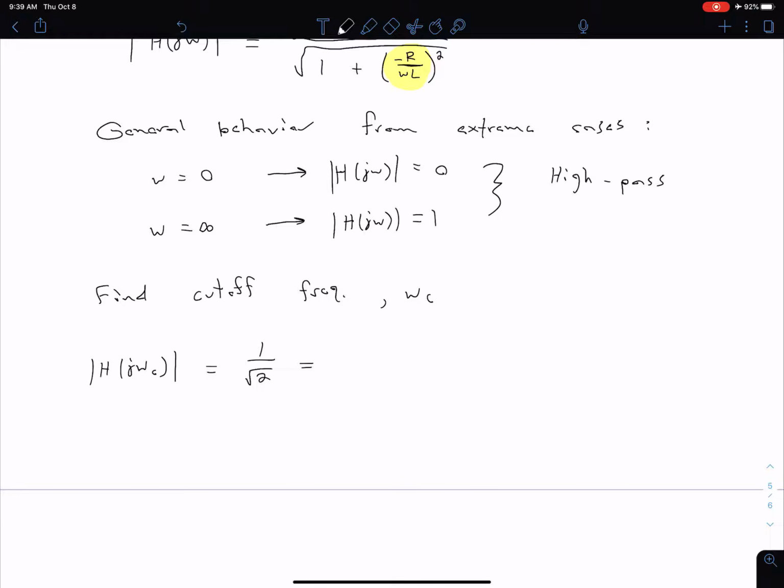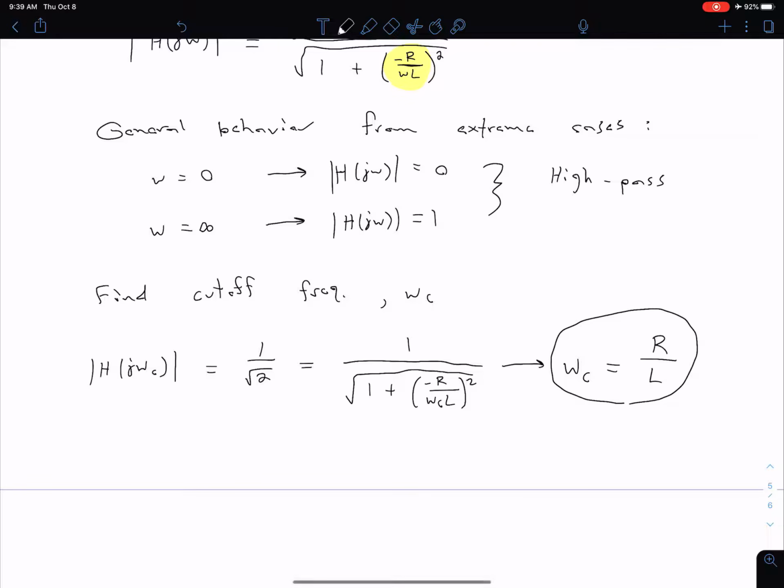We set that equal to the magnitude expression that we had above. So we had 1 divided by the square root of 1 plus a negative r over omega c L, squared. Again, in the notes I don't have this negative sign because with the squared it goes away. For completeness, I've included it here. So if we solve this for that omega c, that corner frequency, what we get is that omega c is equal to r over L.